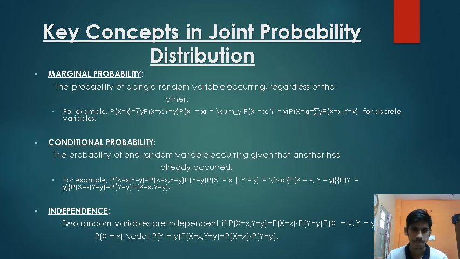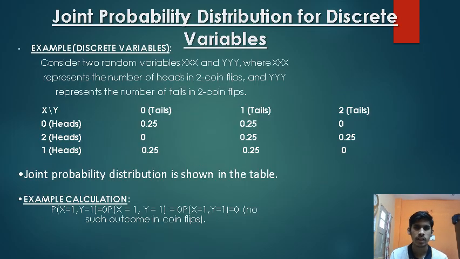For example, okay. And independence. Two random variables are independent if this is its formula. This is the example. Okay, next, proceed. Joint probability distribution for discrete variables.